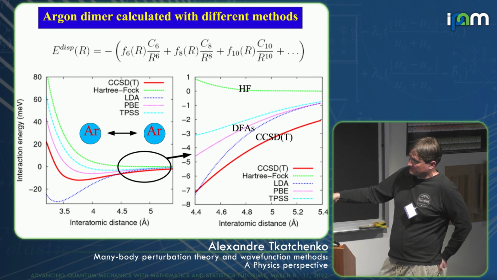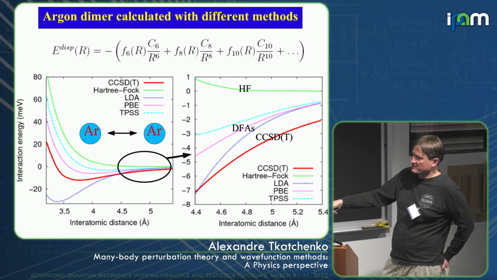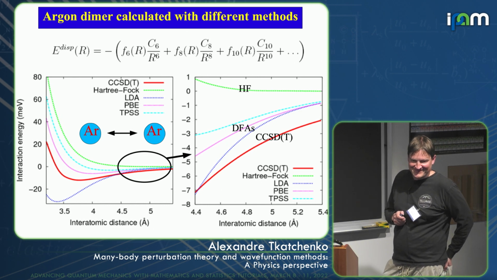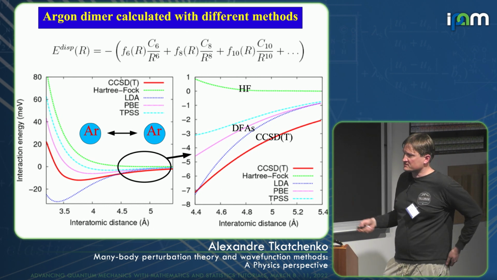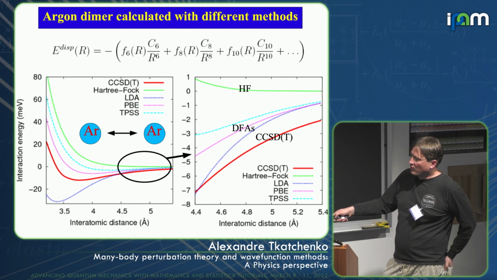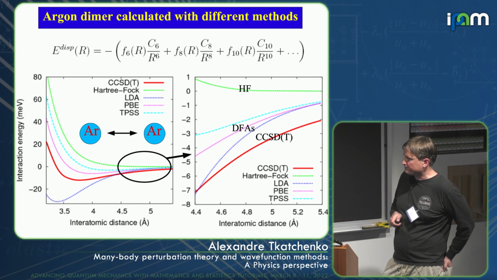If we now look at the binding energy as a function of the distance between the two argon atoms, the reference here is given by CCSD(T). This essentially reproduces experimental data. So this is the red curve. If we use different functionals, we can get basically anything. We can get underbinding. This is Hartree-Fock. As I said, Hartree-Fock would not bind because the only binding here comes from correlation energy, from virtual excitations. LDA would overbind quite a bit, and then PBE and TPSS, which is a meta-GGA functional, would underbind, but still give you a minimum.